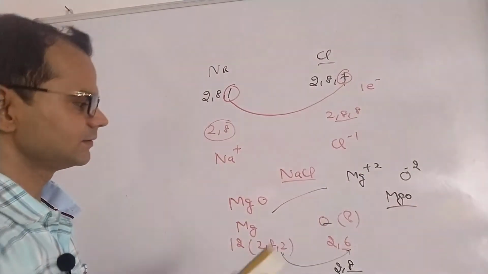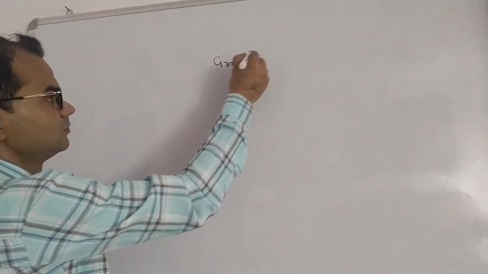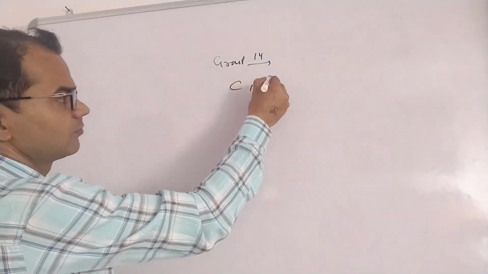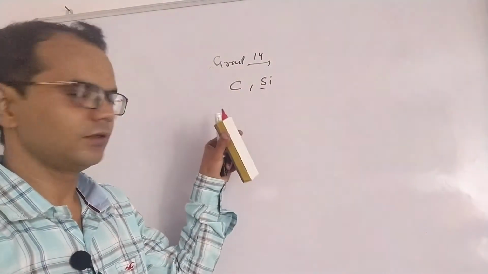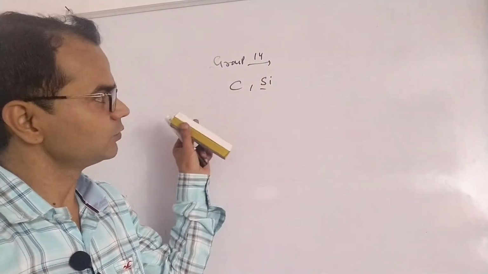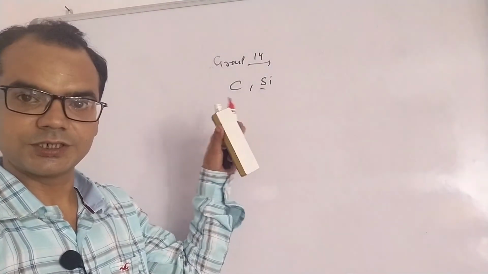But some elements like carbon, like silicon, like group number 14, carbon and silicon, have 4 electrons in their valence shell. So they can't lose 4 electrons and can't gain 4 electrons. So they share electrons.